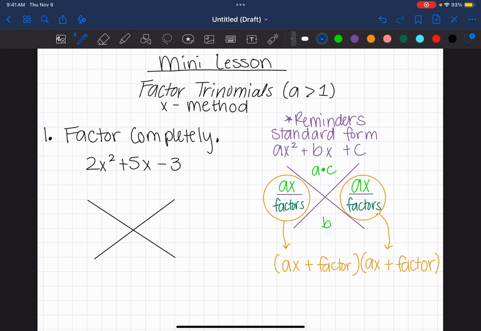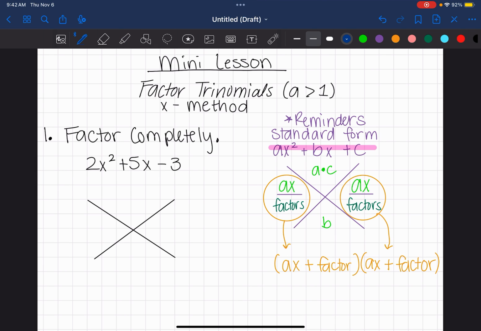Okay, we are going to be factoring trinomials where our a is greater than 1 using the x method. I have a couple of reminders over here. First reminder is good old standard form, that is ax squared plus bx plus c. It has to be in standard form before we can actually factor it. And I also wrote out a formula of where everything goes for the x method, so I'll be referencing that as we work through this problem.